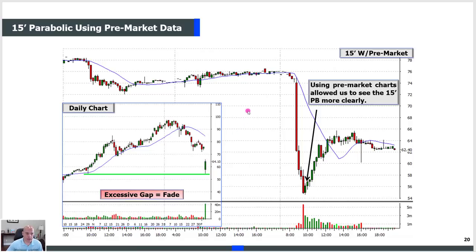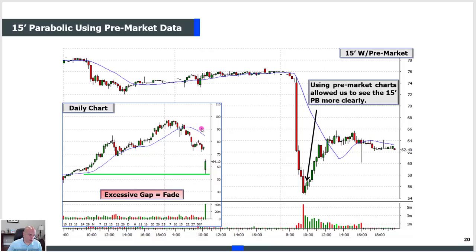What about parabolics? So what I want you guys to take a look at here is everything you're seeing here, see this big red bar right here? This is all pre-market. This is an obvious parabolic, right? You're going to get in over the green bar, put your stop down at the low and rip. Guys, this stock went from 57 to 66 bucks. It went $9 on what was it, like a $2 stop loss?